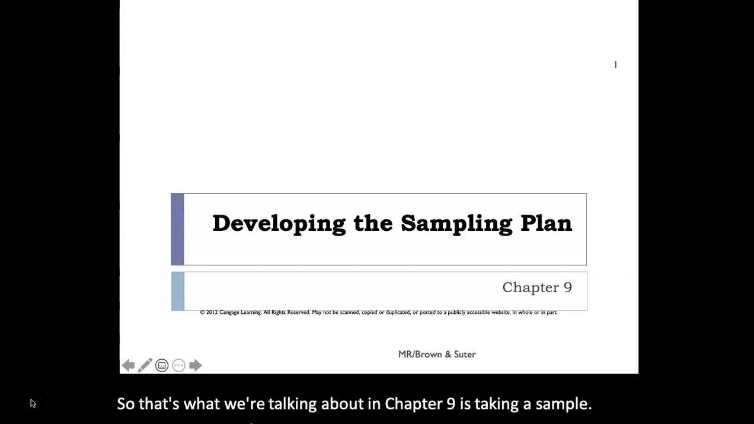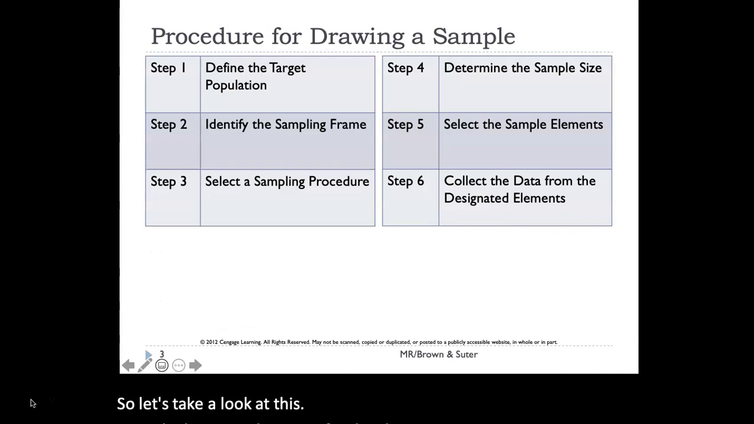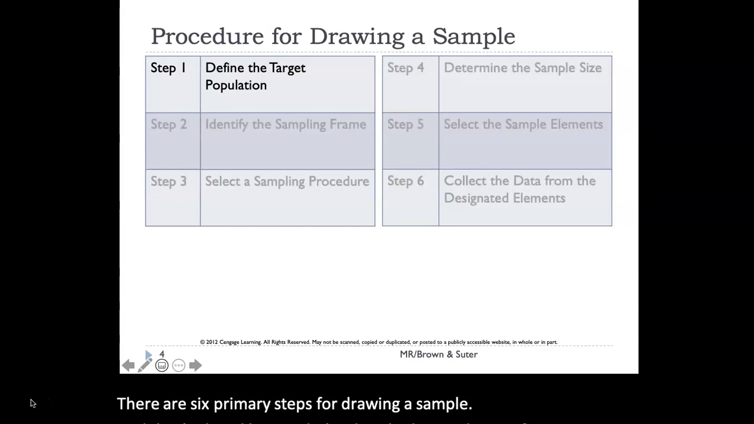So that's what we're talking about in Chapter 9: taking a sample and creating a sampling. So let's take a look at this. Here are the learning objectives for the chapter. There are 6 primary steps for drawing a sample, and they're listed here. So let's take a look at each one of these steps.